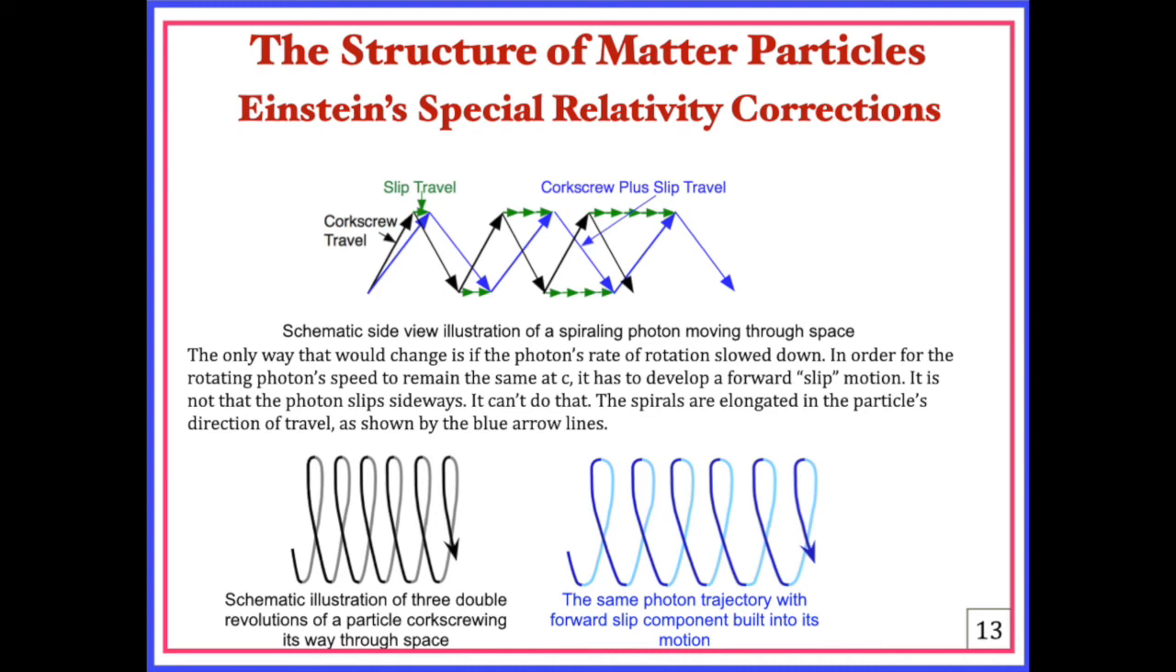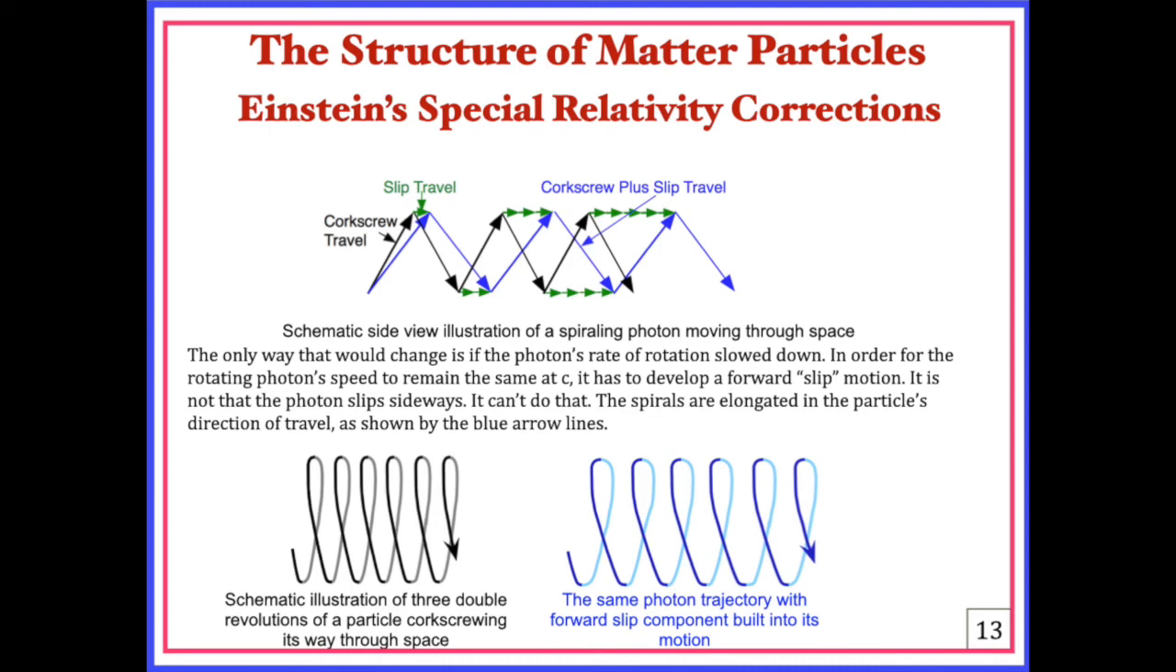Now, that poses a problem: the photon is now no longer traveling at c, and that can't occur either. So at the same time, it has to develop a forward slip motion while it is rotating more slowly. The forward slip motion is indicated by the green arrows. It is not that the photons slip sideways. It can't do that. The spirals are elongated in the particle's direction of travel, as shown by the blue lines. And this is shown in the spirals below. The black line is elongated. They show no separate slip motion.